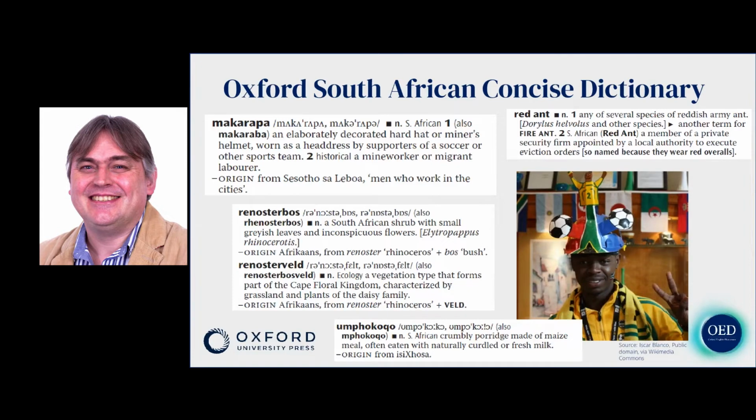But I think what I also just want to illustrate is that we're not just talking about adding new words, we're also talking about adding new senses of words. And the red ant example is a very good one of that, whereas you have the general sense as another term for a fire ant, but then in a South African context, it can also refer to a member of a private security firm appointed by a local authority to execute eviction orders. And these were much feared and by the local communities hated people.